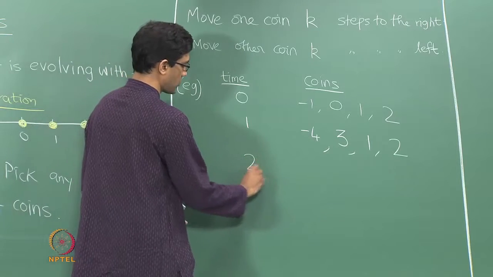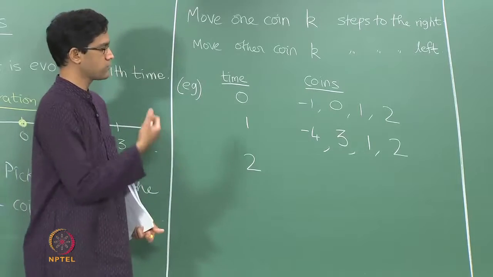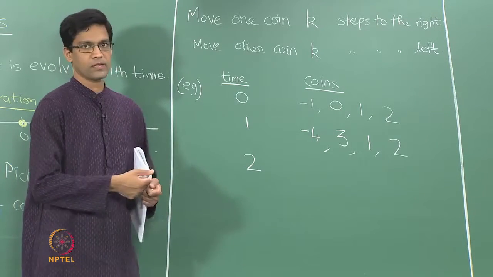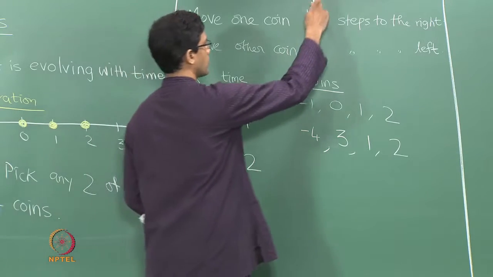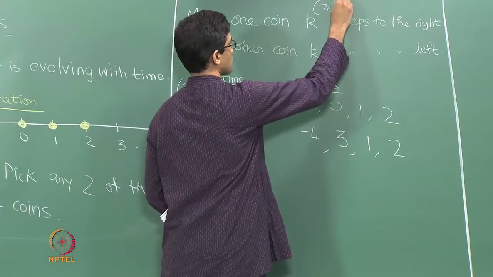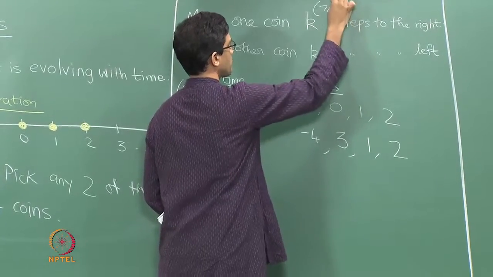Then at time t equal to 2 I repeat a move, meaning I again pick any 2 of these 4, move one of them k steps to the left, the other k steps to the right. Okay, and here k can be anything. So here k, it just makes sense to be at least 1. If you don't move them, nothing much happens.